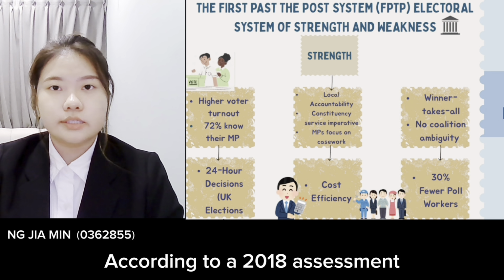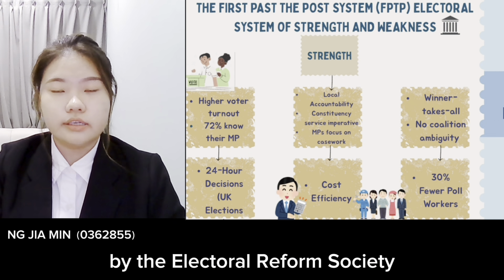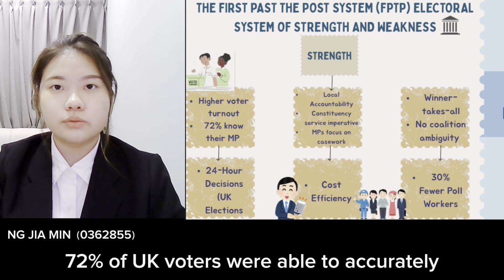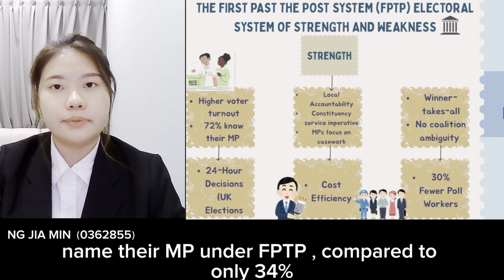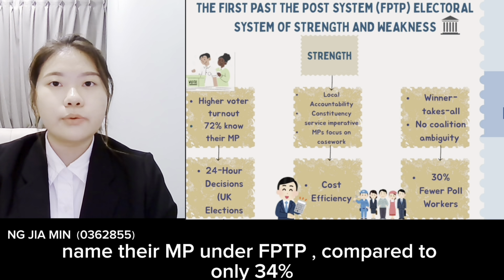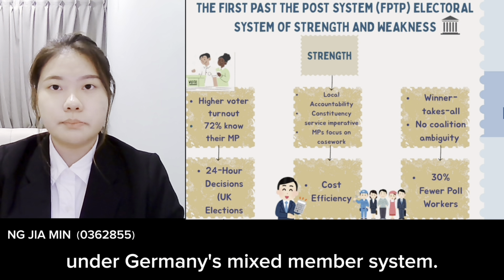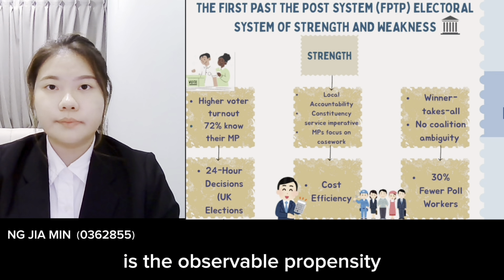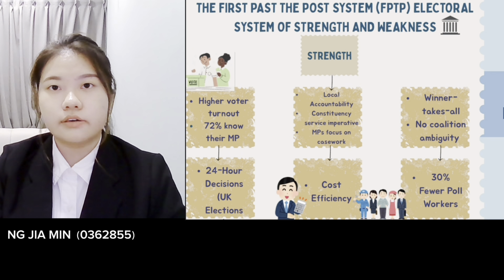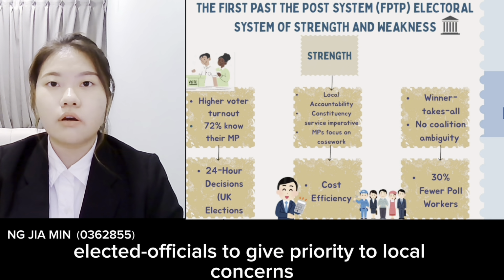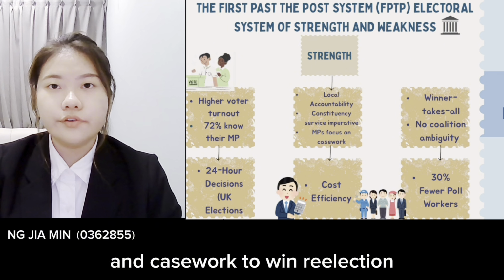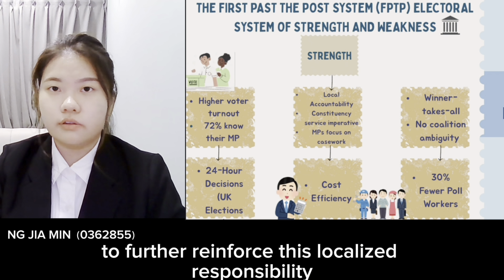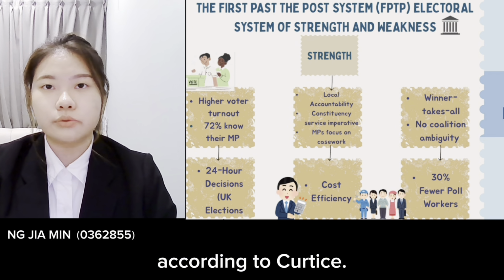According to a 2018 assessment by the Electoral Reform Society, 72% of UK voters were able to accurately name their MP under FPTP, compared to only 34% under Germany's mixed member system. The constituency service imperative is the observable propensity of FPTP elected officials to give priority to local concerns and casework to win re-election, to further reinforce this localized responsibility, according to Curtice.